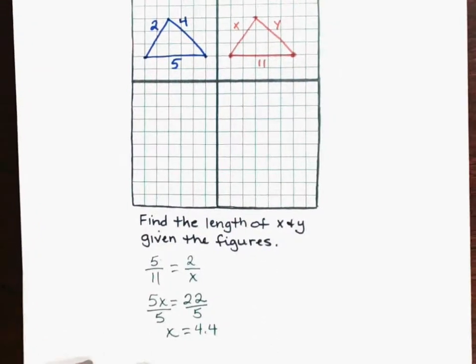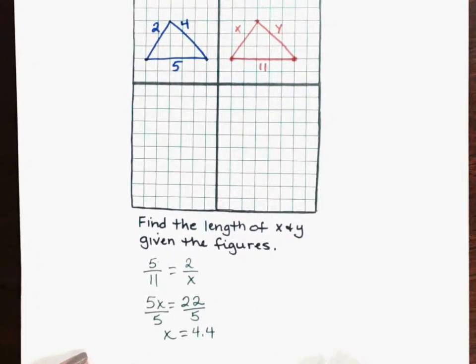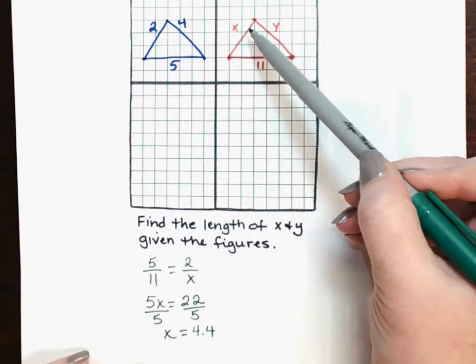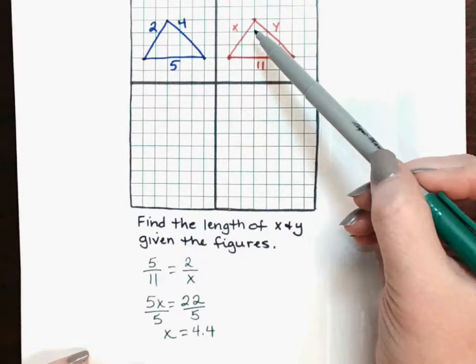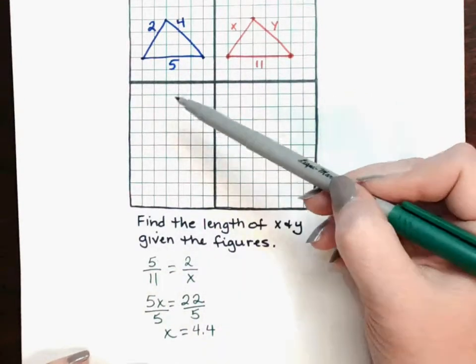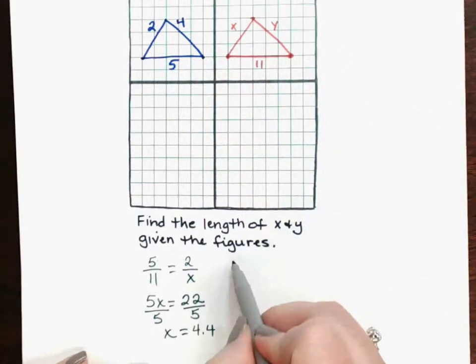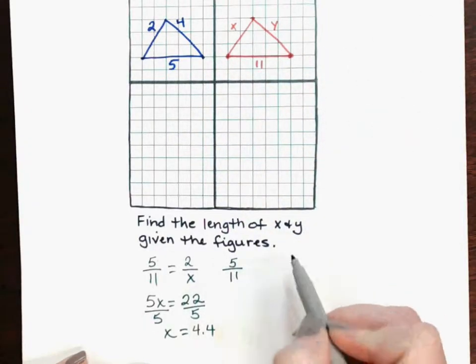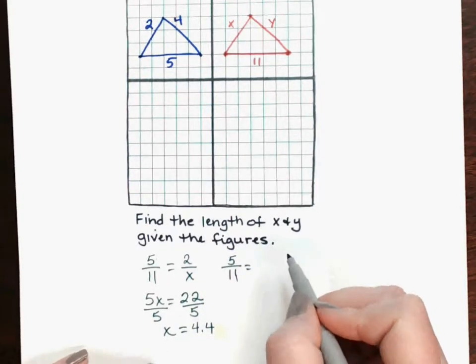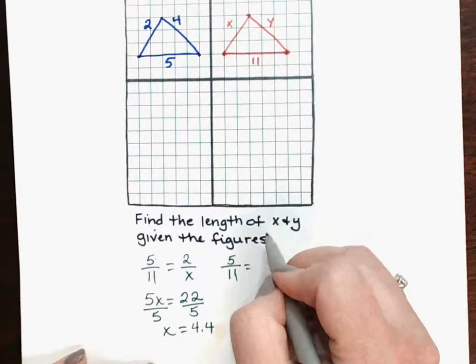Okay. Now we're going to do the same thing for y, but this time I can use 2 and 4.4 for my proportion if I want to. But I'm just going to stick with the 5 and 11, and then the 4 and the y, just because these are whole numbers and they're easier to work with than the decimals. But you can use the 4.4 if you want to.